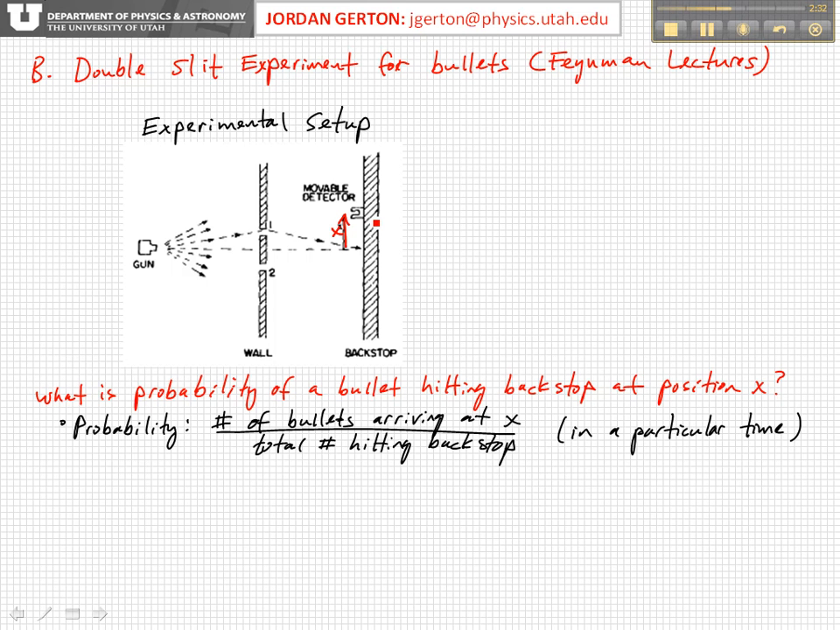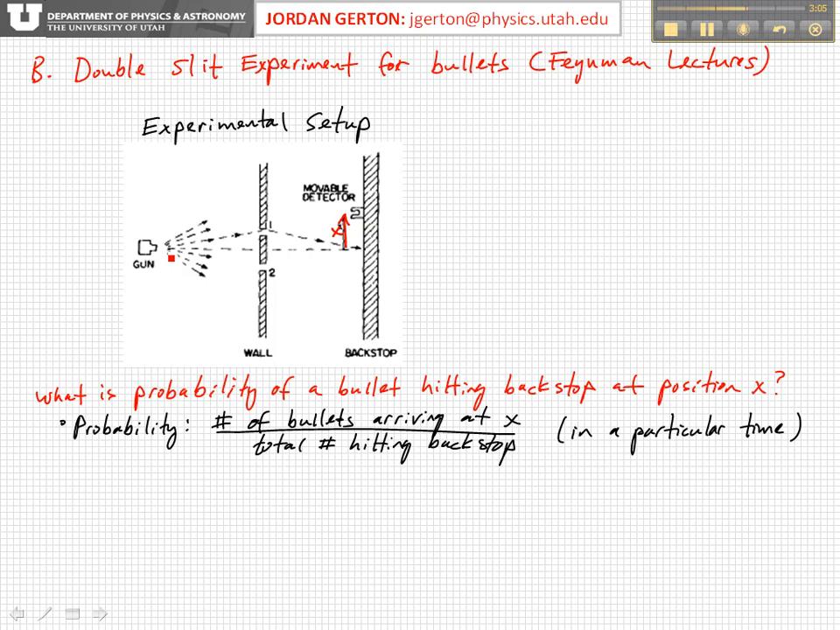Or, if we arrange it so that the machine gun is firing a certain number of bullets per unit time, and we're counting per unit time, then we can take the ratio of that. And so the probability at any particular position of the detector is just the ratio of the number of bullets it detects at that position to the total number arriving at the backstop, which is proportional to the ratio of the rate of bullets you detect to the rate of bullets that the gun shoots. Okay.